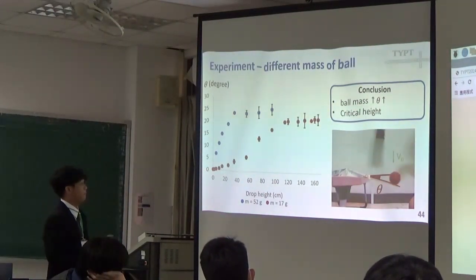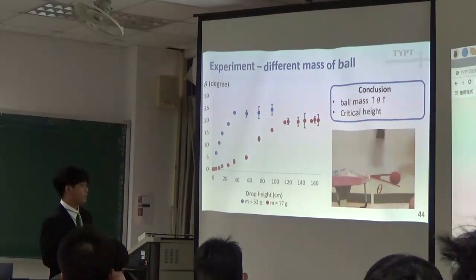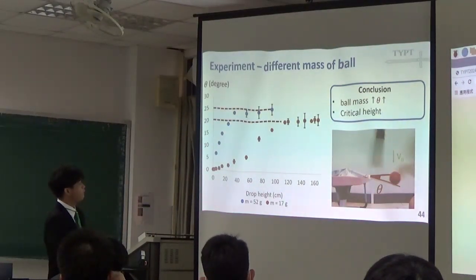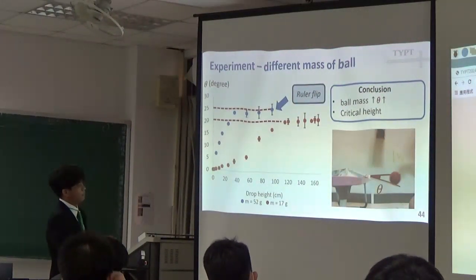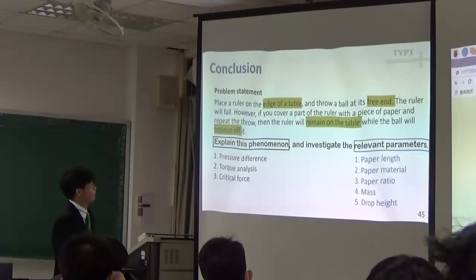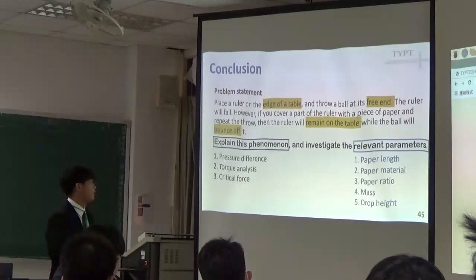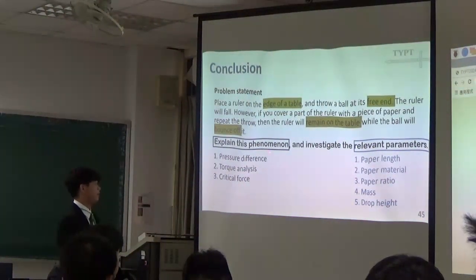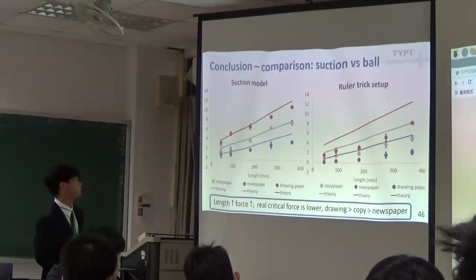And then when we drop the ball with a bigger mass, the deflection angle also increases. Like this. However, there's also no data in there, and it is because at this point the ruler flips, so there's no deflection angle here. So in my conclusion, that's back to the problem statement. We use pressure difference, torque analysis, and critical force to explain this phenomenon, and also investigate the relevant parameters.